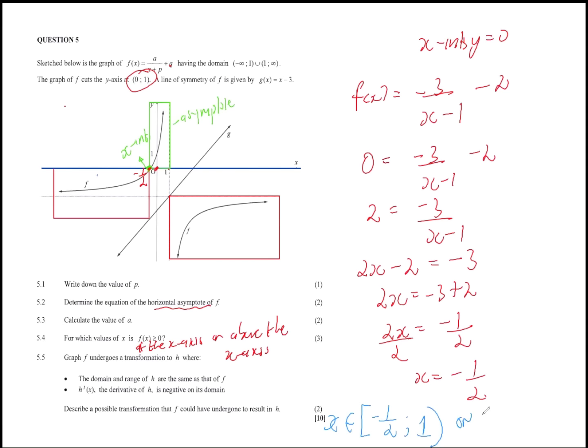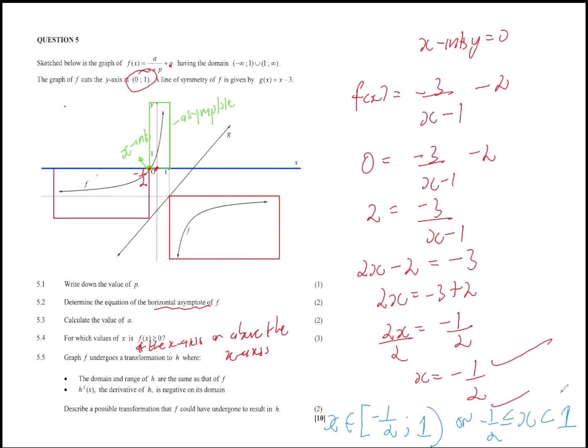Or another way of writing it is to say x is greater or equal to -half, but less than 1. So it's up to you how you want to write it. But that's how you were supposed to get those 3 marks there. So it's a mark for the x-intercept. They gave 1 mark for the x-intercept, and then they gave 2 marks for your solution here.